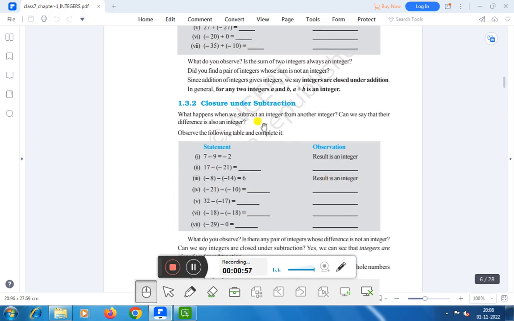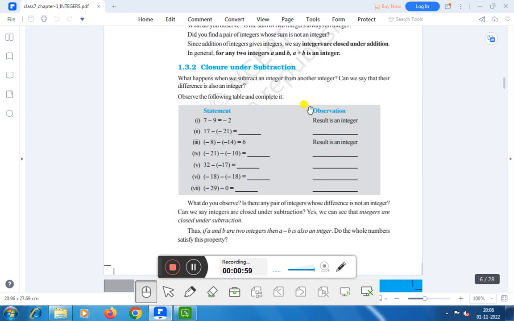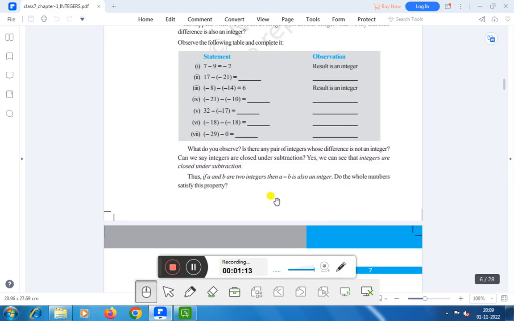Closure property under subtraction. Here also, if you subtract, that is 7 minus 9 is minus 2. 7 is an integer, minus 9 is an integer, and the result minus 2 is also an integer, right? In this case, the statement gives us an integer. Therefore, we can say that integers are closed under subtraction. Thus, if a and b are two integers, then a minus b is also an integer, right?